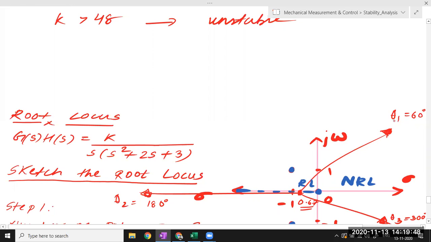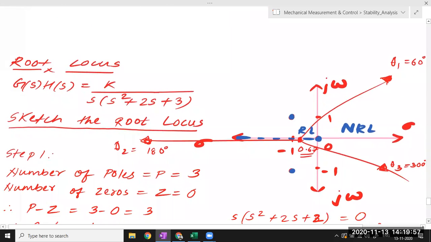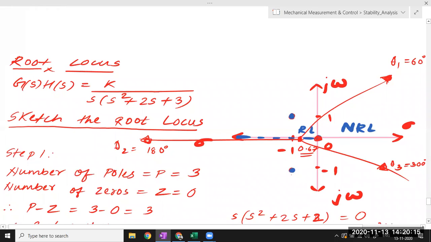Now, three branches are there, and all the branches should approach infinity, right? So now we need to draw the root locus. To draw the root locus, what do we need? We know that the root locus must pass from this point. This whole region is a root locus region, that is for sure. But these points, if you remember these points, are the points from where the root locus should pass. Is everyone okay?